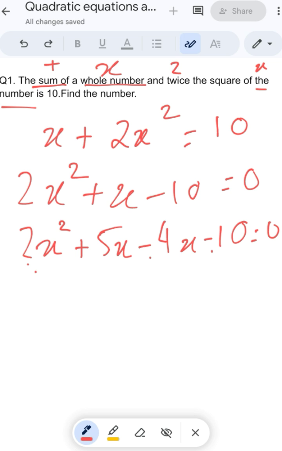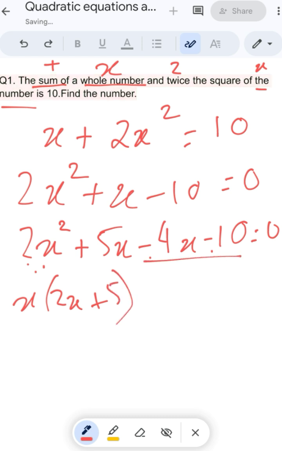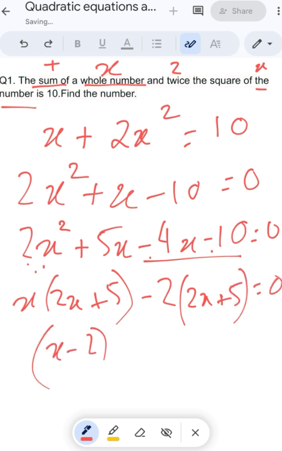Now from 2x square plus 5x I need to take a common, so x is the common. Other than that, we don't have any number common here, so x multiplied by 2x makes a 2x square plus x multiplied by 5 makes a 5x. Now coming towards this side, minus 4x minus 10, what is the table common? 2, right? And minus sign is also coming with both of them, so I'm going to take minus also common. Minus 2 multiplied by 2x makes a minus 4x, and minus plus makes a minus, so 2x plus 5 comes here as it is. Now x minus 2 and 2x plus 5 is equals to 0.